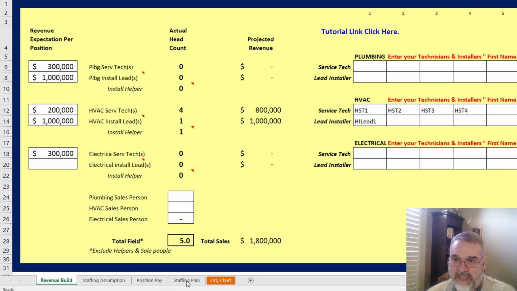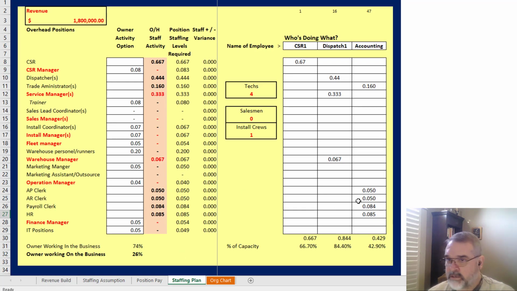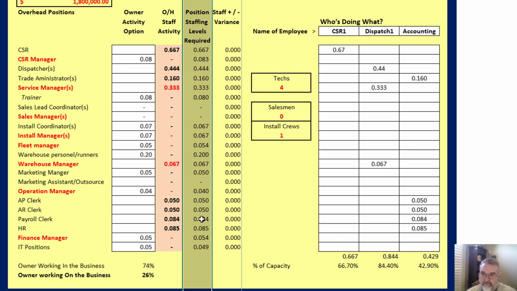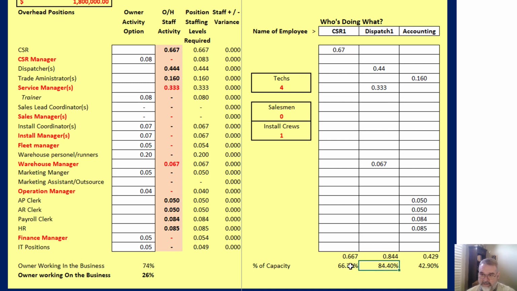So then when I look at the staffing plan, click over here on staffing plan, you can see that here are the positions. Column G is giving you the positions we need, and it's our job to fill these positions. So I need a CSR. I took that CSR 0.667, plugged it in here. A dispatcher. A dispatcher is 84% capacity. That CSR is 67% capacity.